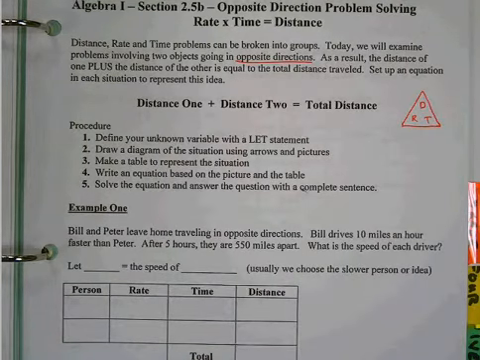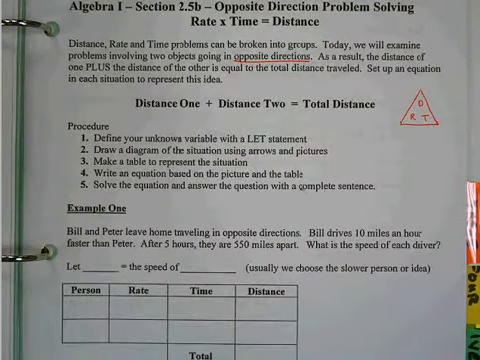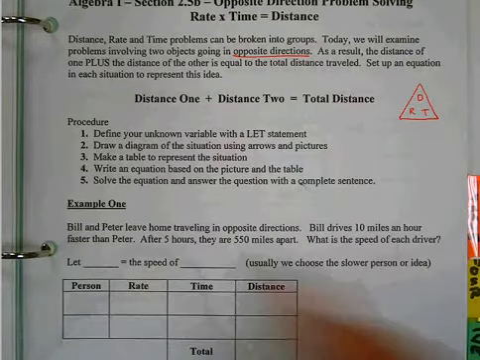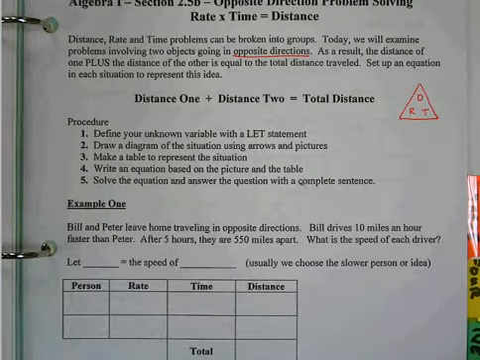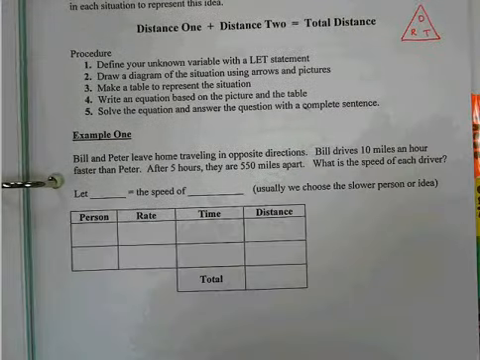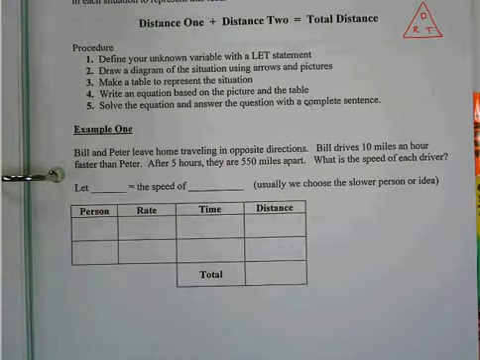So here's the situation. Bill and Peter are leaving home traveling in opposite directions. Okay, Bill drives 10 miles an hour faster than Peter. After 5 hours, they're 550 miles apart. All right, circle the first most important piece of information in this. What are we going to circle?